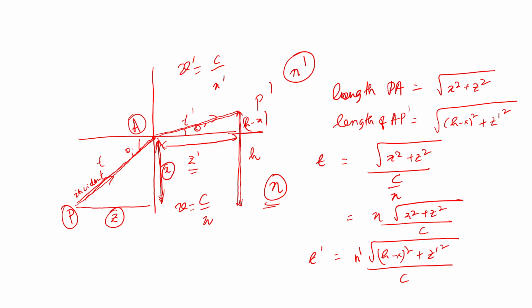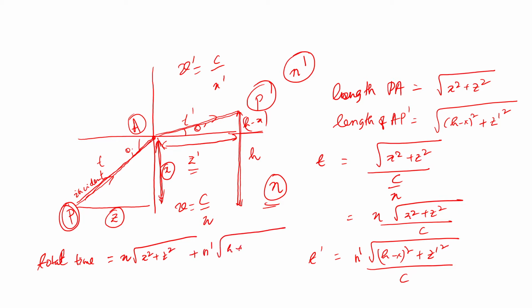So the total time for going from P to P prime, we are finding the total time so we can minimize it and figure out a law for refraction. That would be equal to n times square root of x squared plus z squared, plus n prime times square root of (h minus x) squared plus z prime squared, divided by c, right?